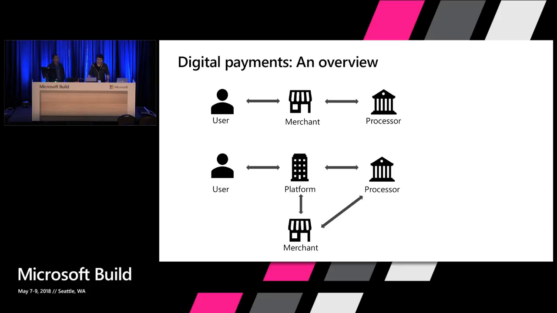Now, when you looked at Xero and Sage in those examples, what actually happens is that we communicate with the platform itself, so Xero and Sage, and there are many, many merchants that are connected to this platform. Xero and Sage also have a connection to the processor, and when they are able to facilitate this payment, then the processor is able to route the money to the appropriate account for the merchant. So that's a high-level overview of digital payments.